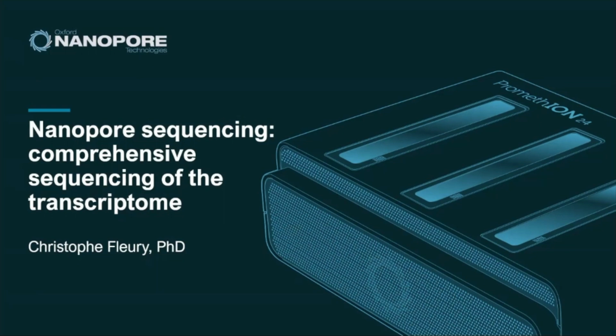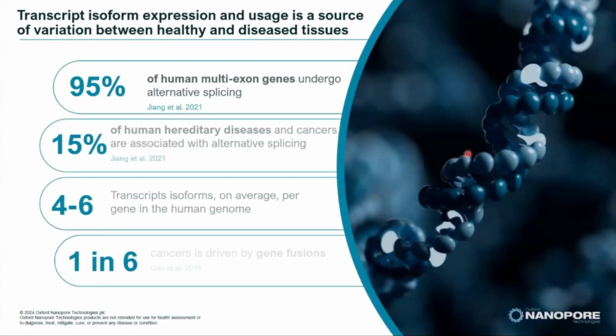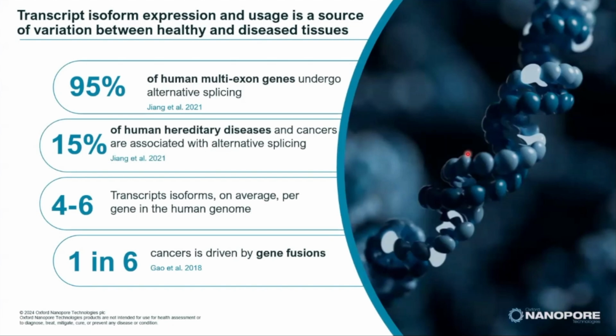Now I'm pleased to introduce you to nanopore sequencing and to show you how nanopore sequencing can make a difference in the study of the transcriptome. So first, a few numbers. 95% of human genes are multi-exons and undergo alternative splicing. 15% of human hereditary diseases and cancers are associated with alternative splicing, and 1 in 6 cancers are driven by gene fusions. And that is for what we know.